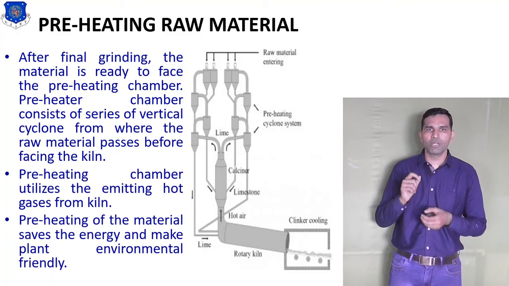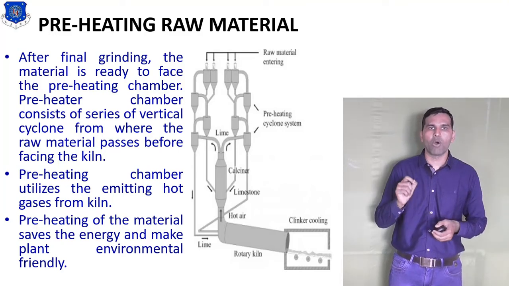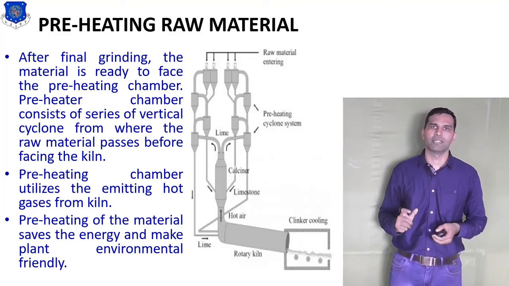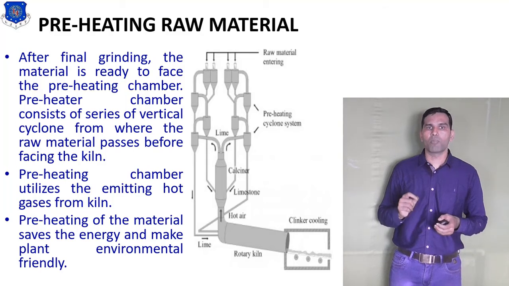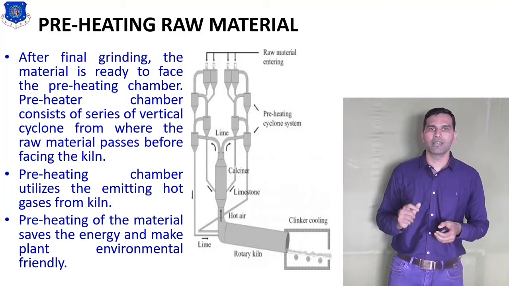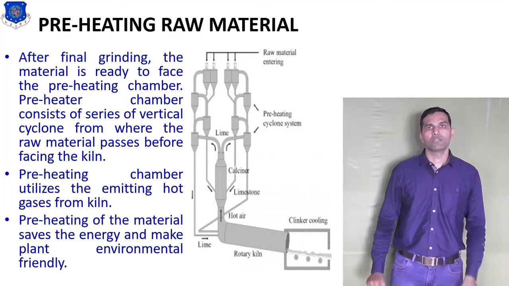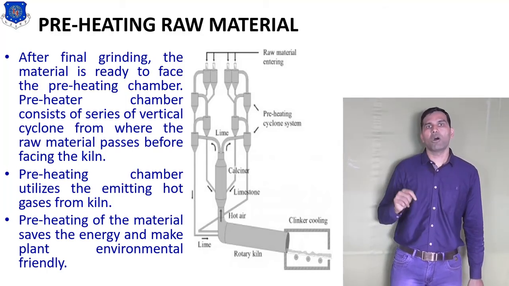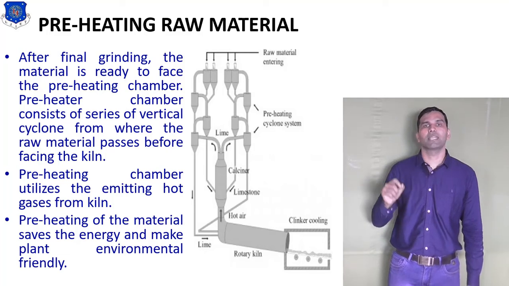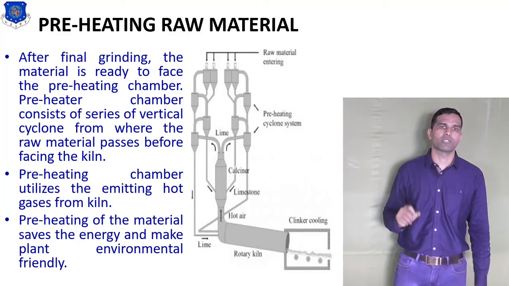Preheating chamber utilizes the emitting hot gases from the kiln. Preheating of the material saves energy and makes the plant environment friendly. So this is the importance of the preheating process in the cement manufacturing process.